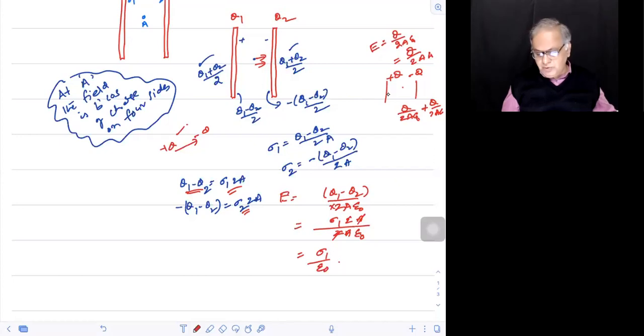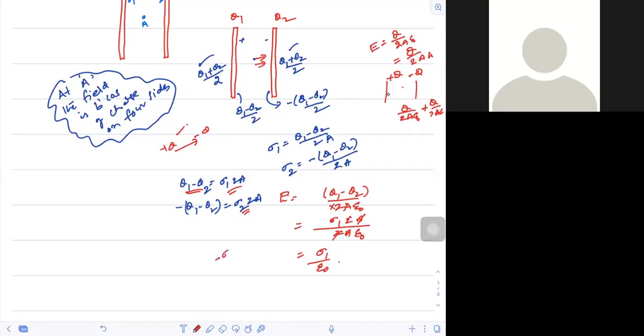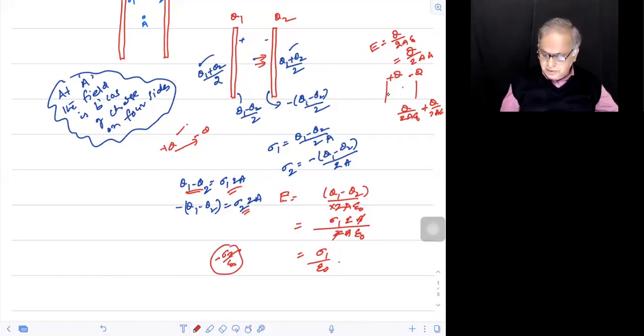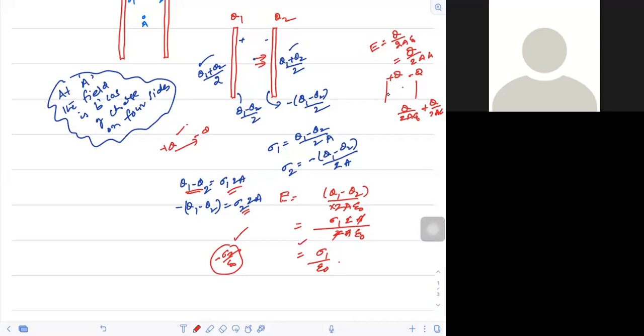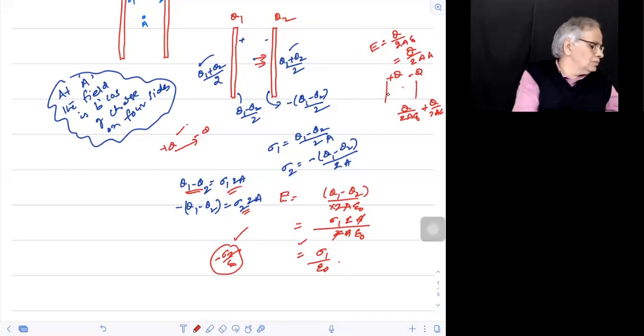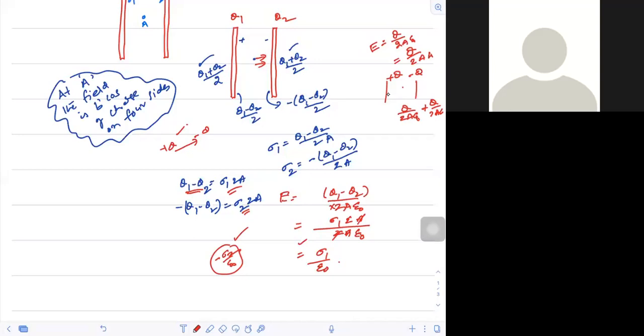It is sigma 1 by 2 epsilon 0 or minus sigma 2 by epsilon 0. Yes, sir, because sigma 1 into 2a is equal to minus sigma 2 into 2a. That's right. So it can be this or this. Is it over? Yes. Right. Good.